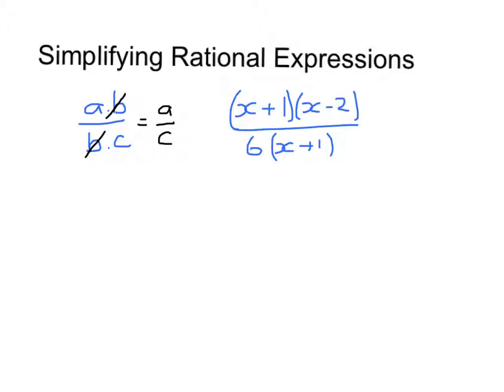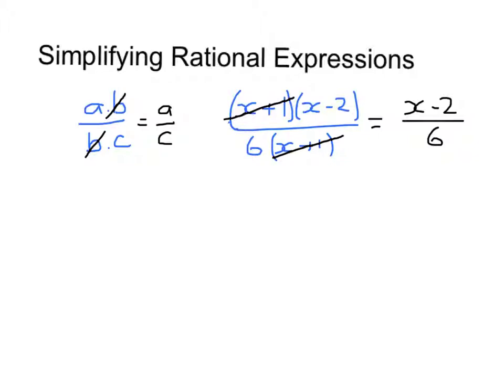And I can cancel factors on the top and the bottom, and the x plus 1 is the same up here and on the bottom. So I can cancel those. That leaves me with a simplified form of x minus 2 on the top and 6 on the bottom.